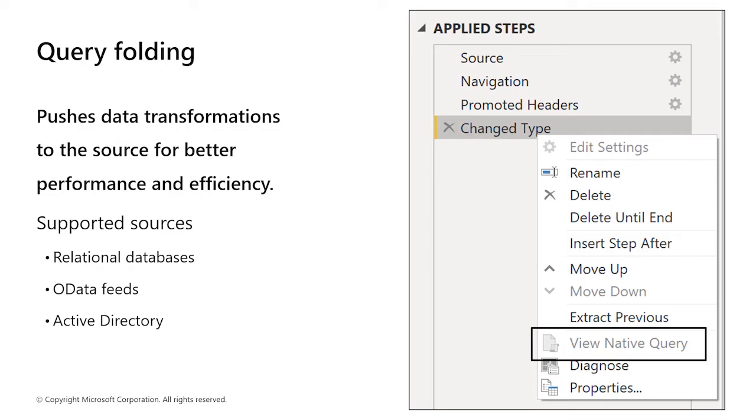If we go to the View Native Query option and it's not available or not displayed in bold, then the query folding is not possible for that step, and we will have to work backwards in the Applied Steps area until we reach a step where we can view the native query. When we see that it's available, we can then open up and view that native query. This process will reveal the native query that is used to transform the semantic model.